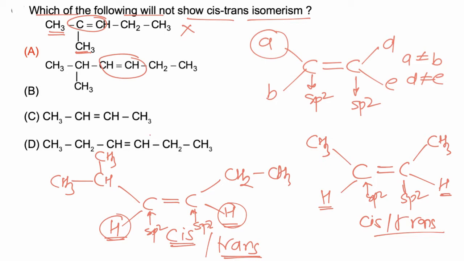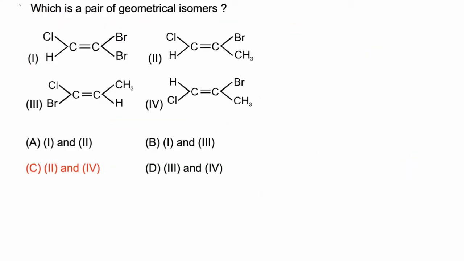In option D, this molecule also has individually different units on each carbon, and one hydrogen is common in both. So this molecule will also show cis-trans isomerism. Only the molecule given in option A will not show GI because both CH3 units are identical, and we have to find which will not show GI, and hence the correct answer is A.